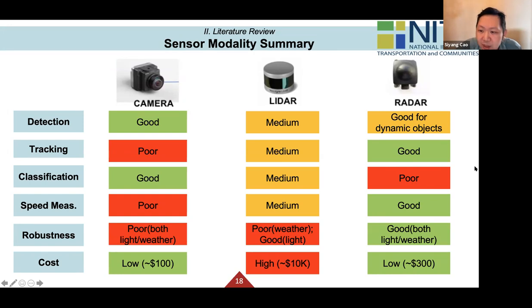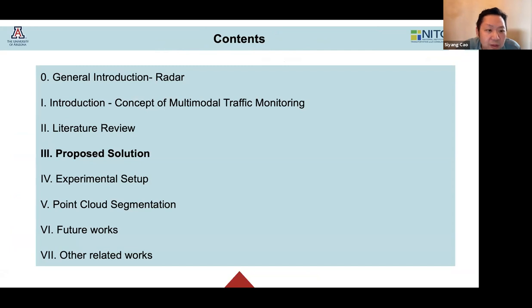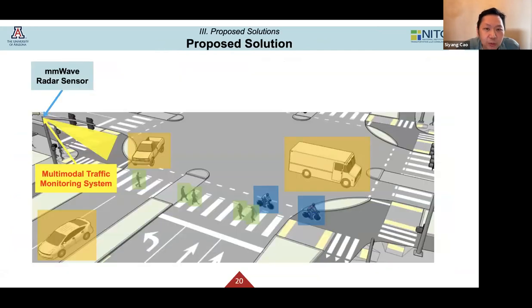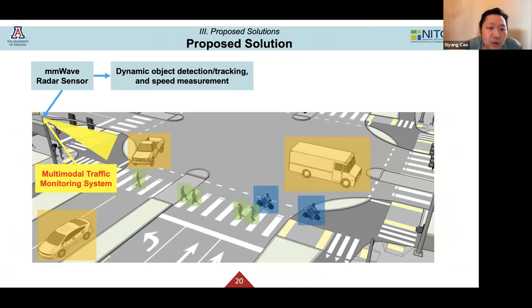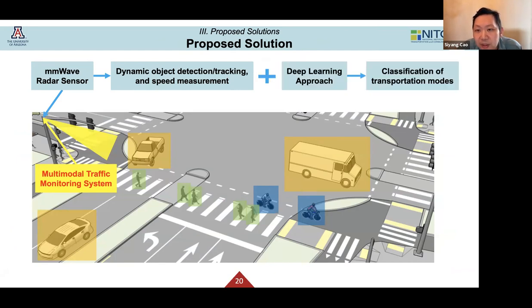we can make radar more suitable for traffic applications, to classify the different traffic modes. So our proposed solution is that we are going to put a millimeter wave radar sensor in the traffic intersection, using dynamic object detection, tracking and measurement, plus a deep learning approach, so that we can classify the transportation modes.